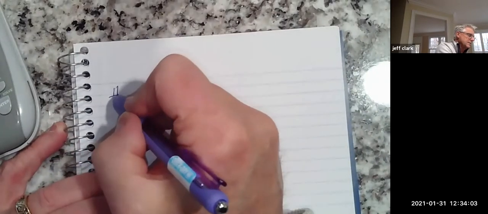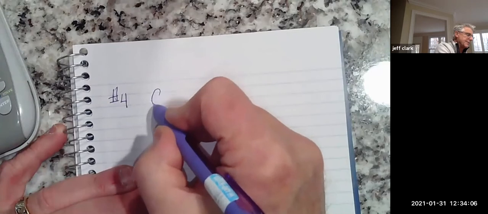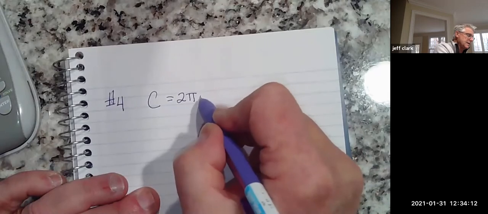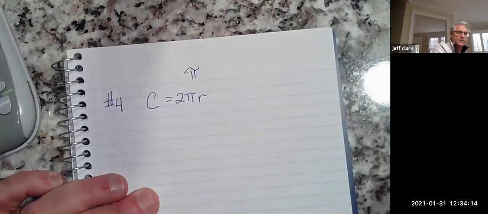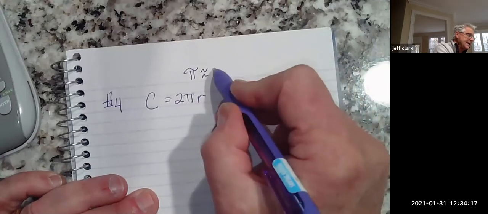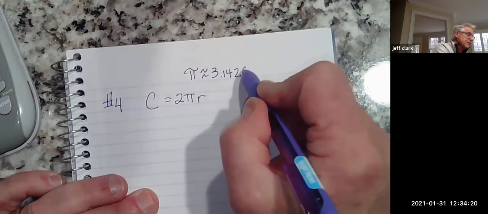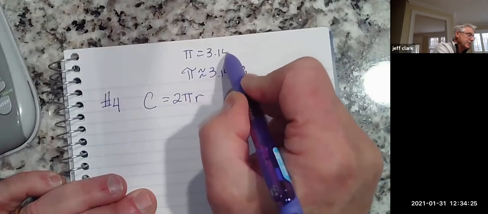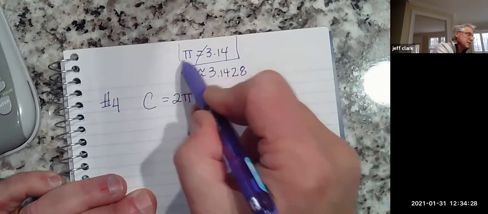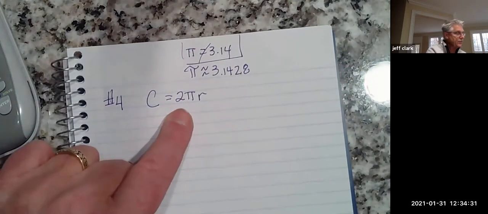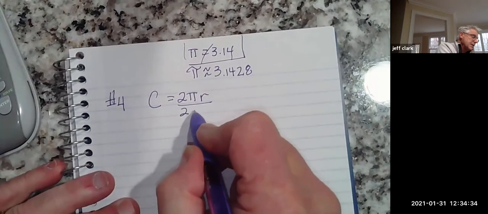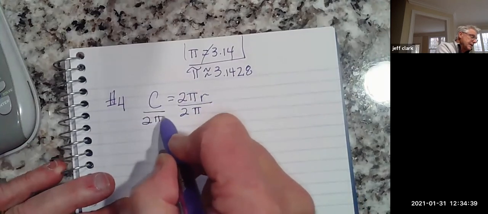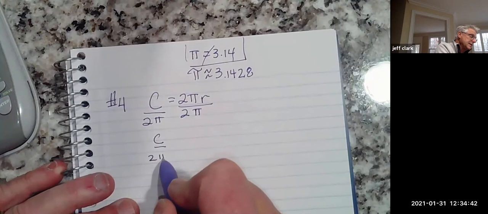So number 4, capital C. Now capital C stands for circumference, 2 pi R. Of course, pi as a number is around 3.1428 and so on. It's not exact. Do not say pi equals 3.14. Don't do that because that's not true. It's about that. Anyway, we're just going to move this over both sides by 2 and the pi, because I want to get the R by itself. So there you go. C over 2 pi is equal to R, and you're done.